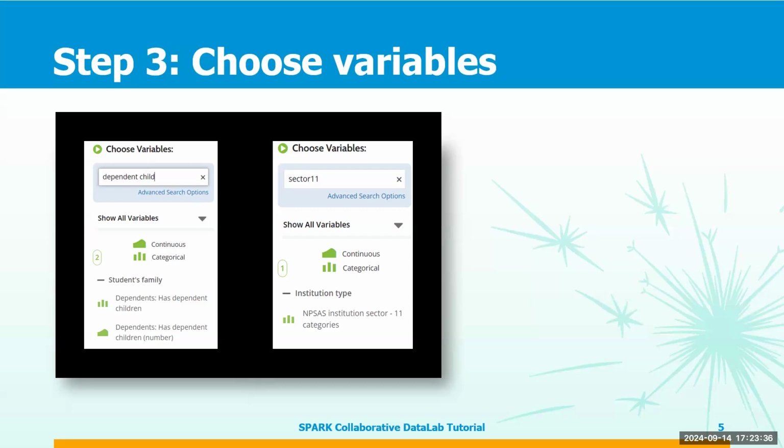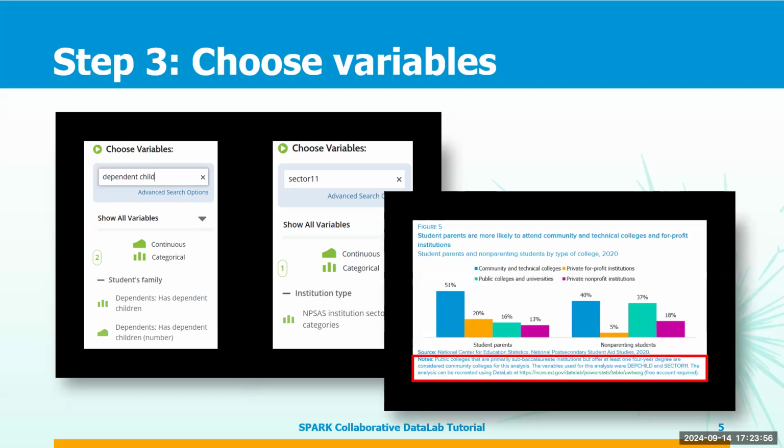Variables can be searched by a keyword description of the variable, like dependent child, or by the variable name, such as Sector 11. If you are searching using a variable name, be sure to spell the name correctly and be mindful of spaces to find the right variable. Throughout our publications, we included the variable names used to retrieve the data supporting each figure. They are listed underneath each figure in notes.